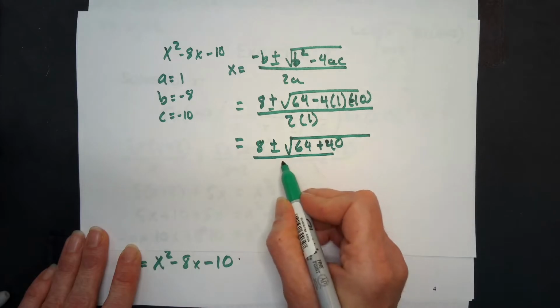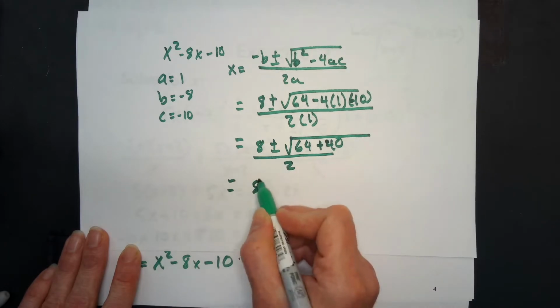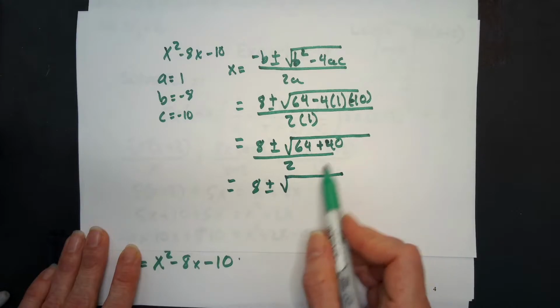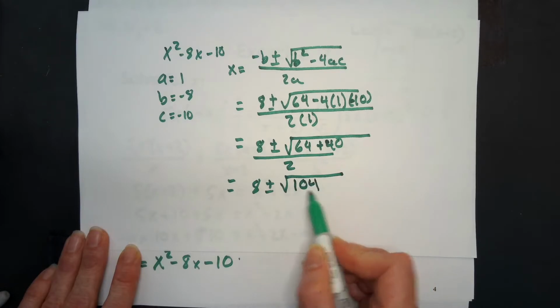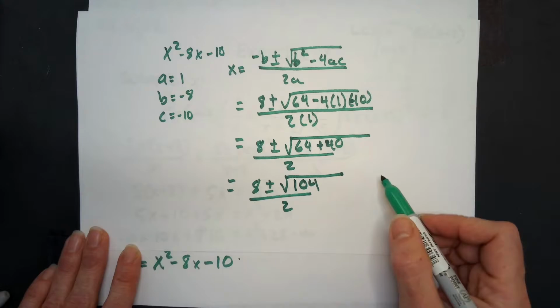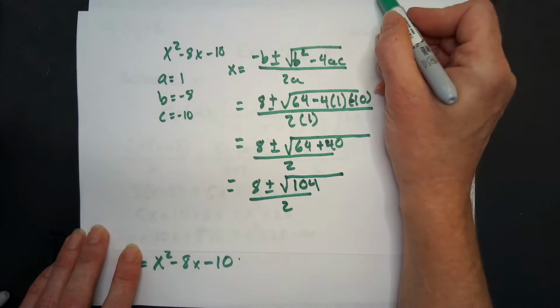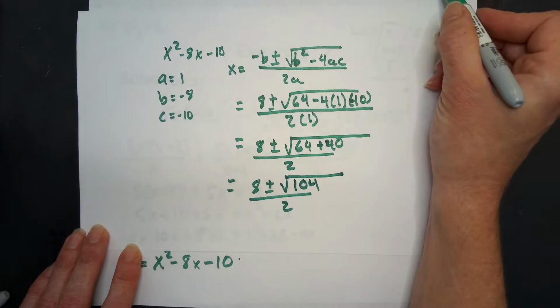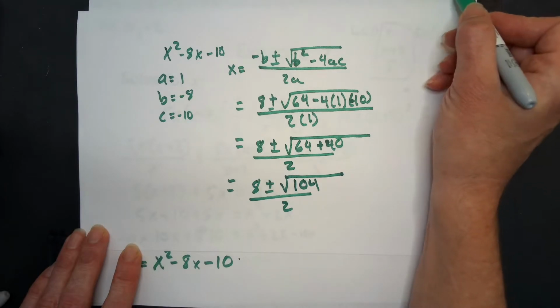all over 2. So that's 8 plus or minus the square root of 104, over 2. 104 actually has a perfect square in it. 104 is equal to 4 times 26.